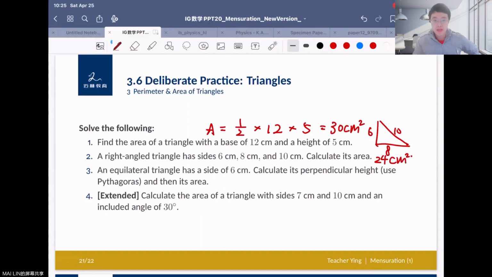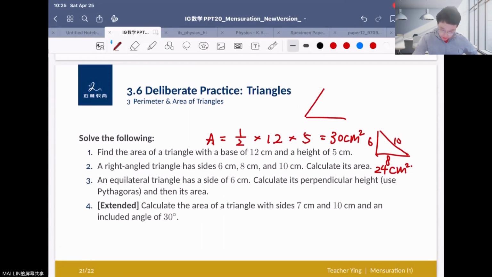For the third problem, an equilateral triangle has a side of 6 centimeters, and find the perpendicular height. Here this is an equilateral triangle and each side is 6 centimeters, and we can draw a perpendicular line right here. You can sketch it and use a meter rule to measure it, because we haven't learned about trigonometry. Here this side equals 3 times square root 3. You don't need to understand why. Then you can calculate the area: a half times the base 6 times the height 3 times square root 3, so the area equals 9 times square root 3, okay?